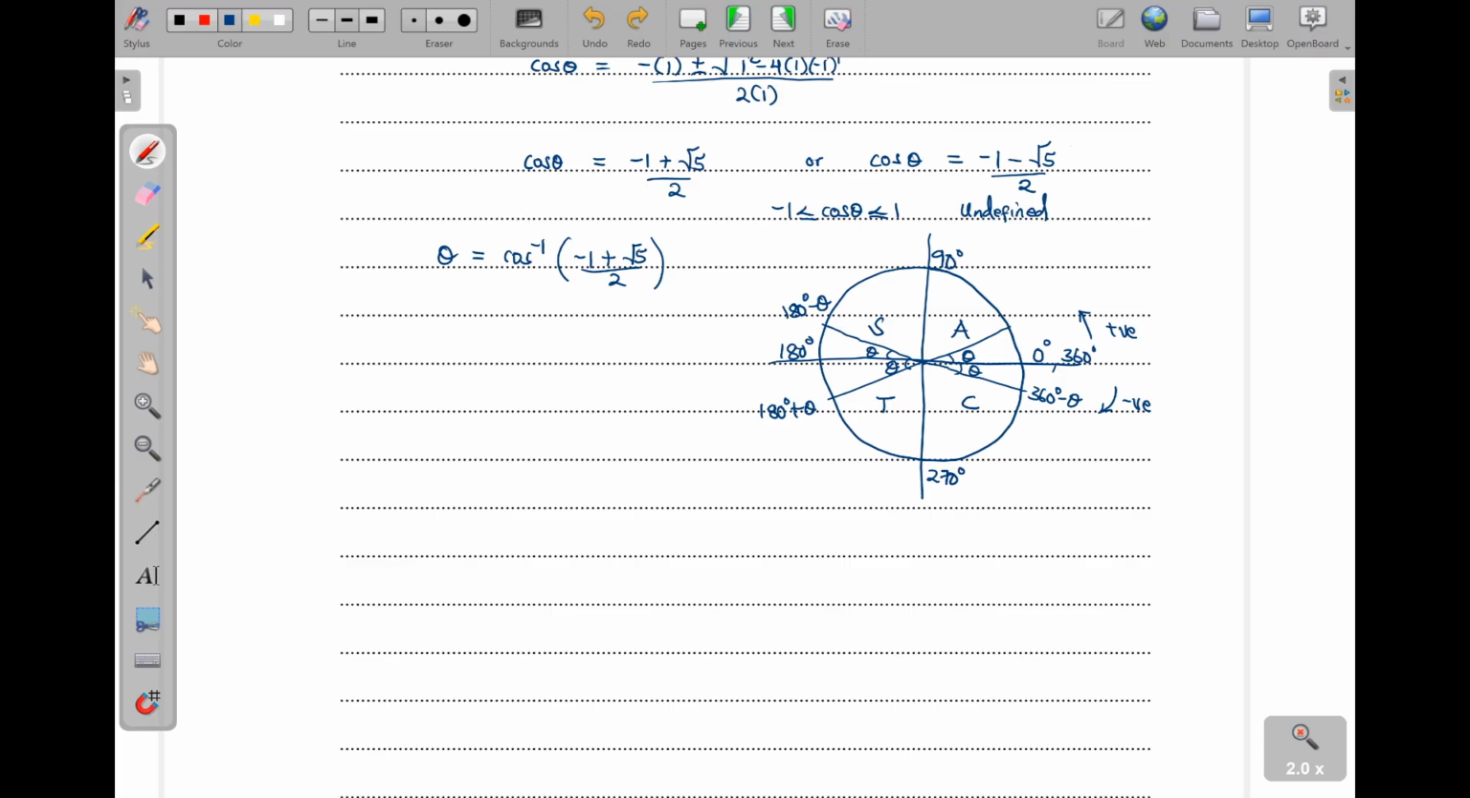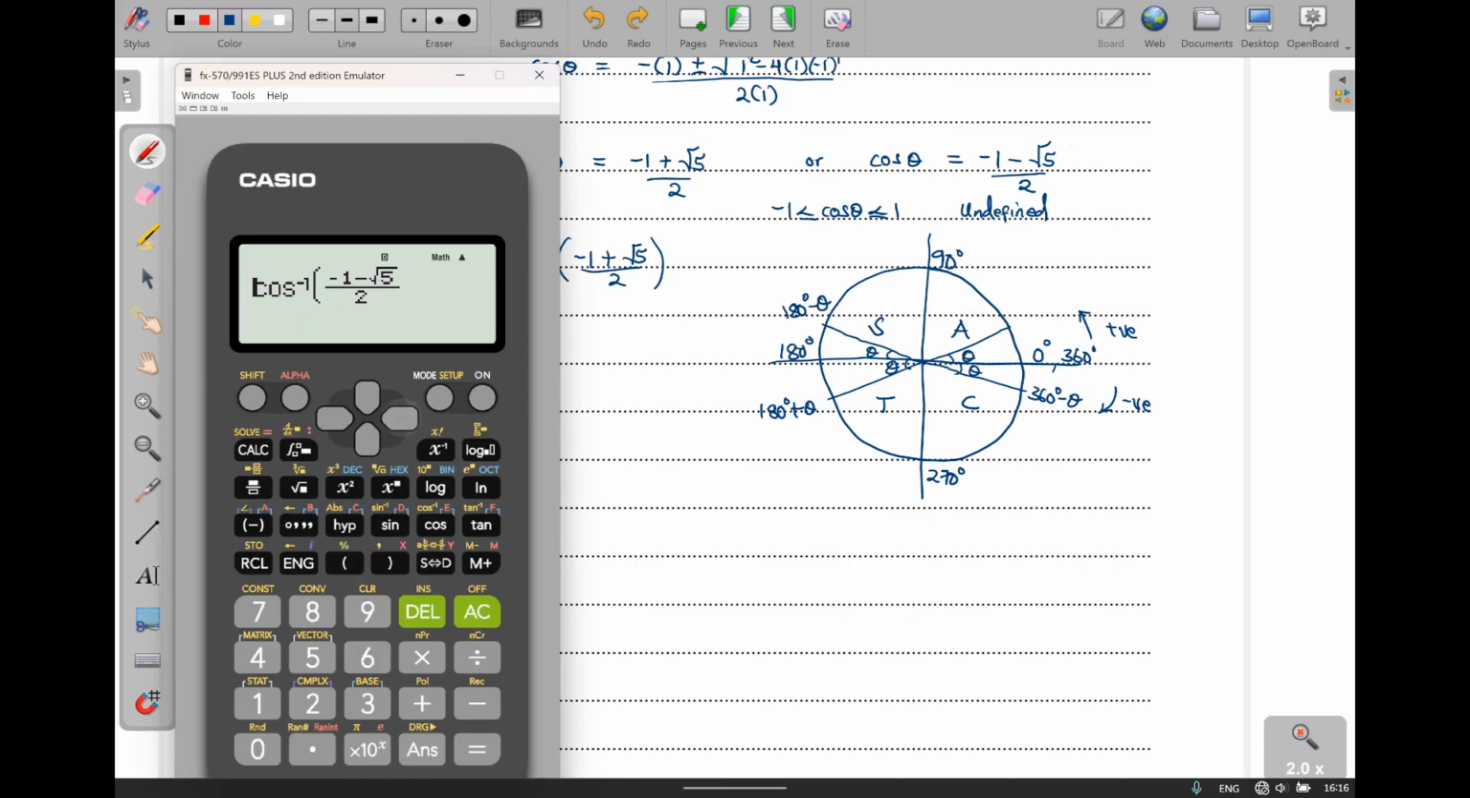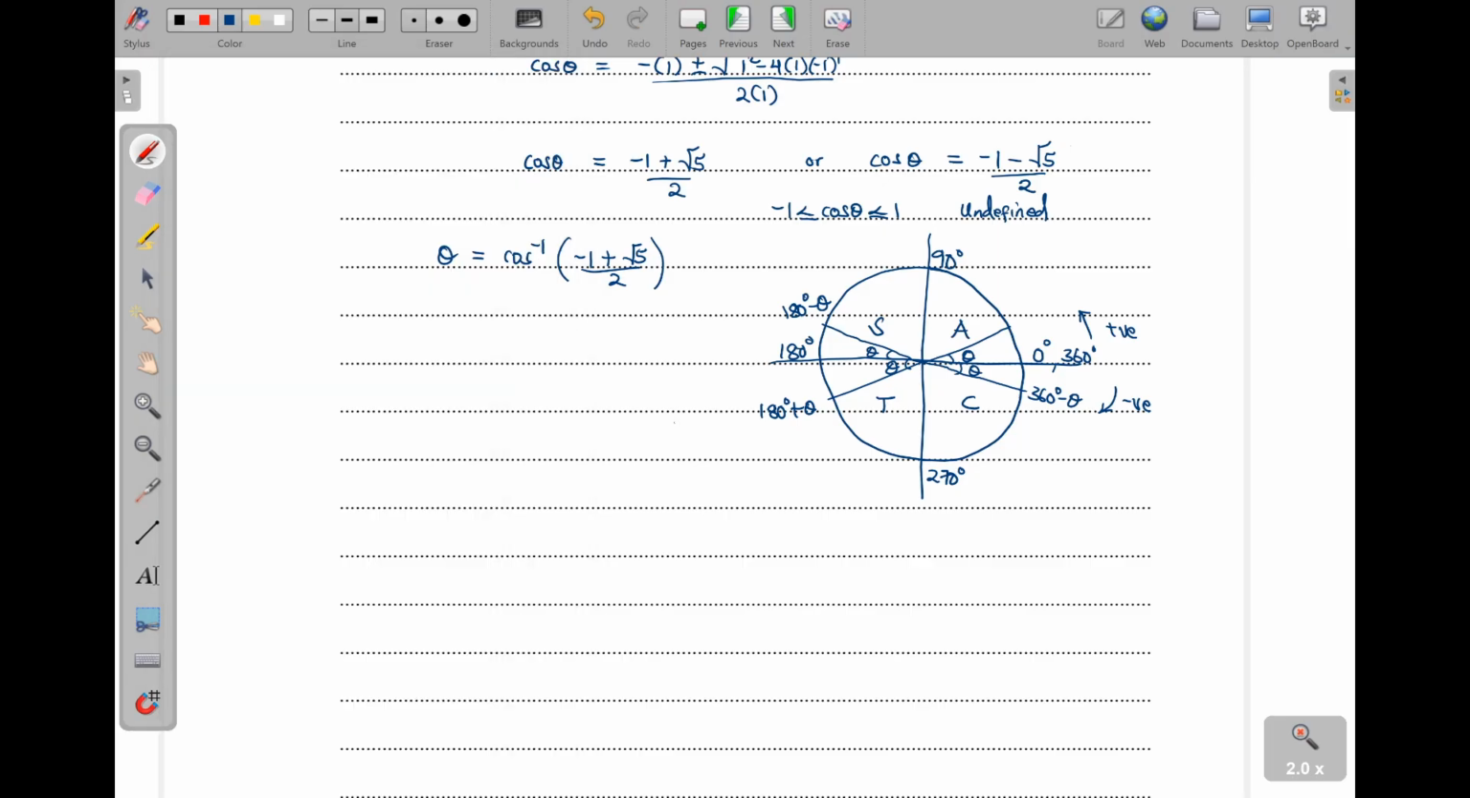Now, this one has to be positive. So when I come here and I take off this, first of all, this one has to be positive. So you see, it's positive. Now, I'll press Shift, then cos. That one is giving us 51.8 to 1 decimal place.